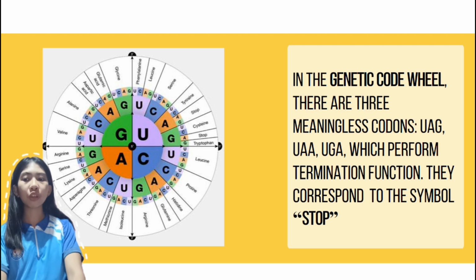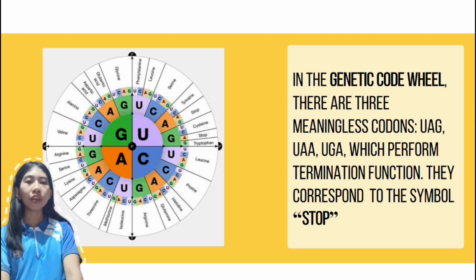The first letter of a codon is located in the central circle. The next ring is the second letter, and then comes the third. On the outer side of the circle are the names of the amino acids. So let's use this genetic code wheel. For example, the codon UCA.